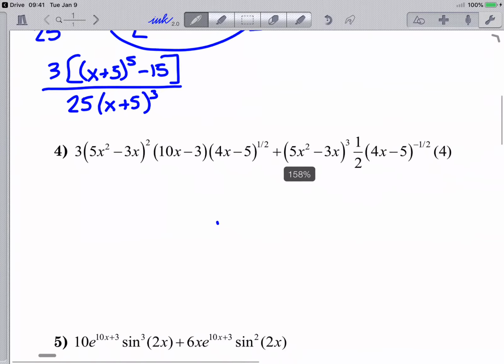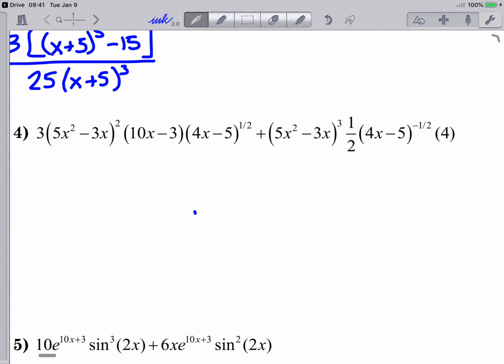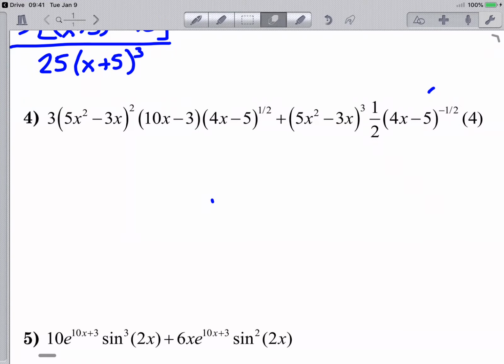Now this next problem is the direct result of what you would get when you take the derivative of something using product rule. I made this problem specifically to show you what you would see from your first step of your calculus in taking the derivative using product and the combination of chain rule. So first thing I'm going to do is clean things up.